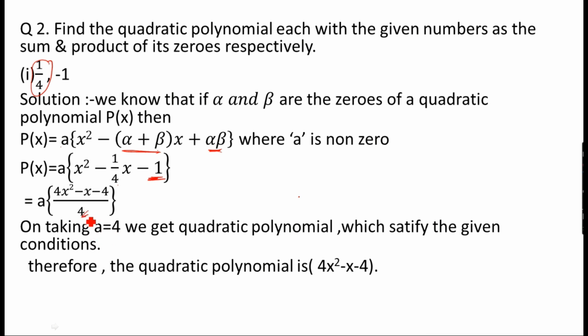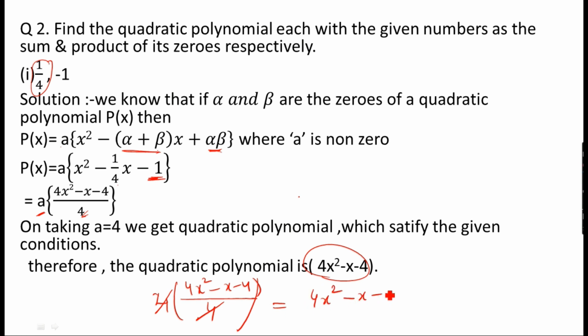In order to cancel this 4, we take the value of a as 4. On taking a equal to 4, we get 4x square minus x minus 4 upon 4. This 4 cancels. Therefore, the quadratic polynomial we get is 4x square minus x minus 4.